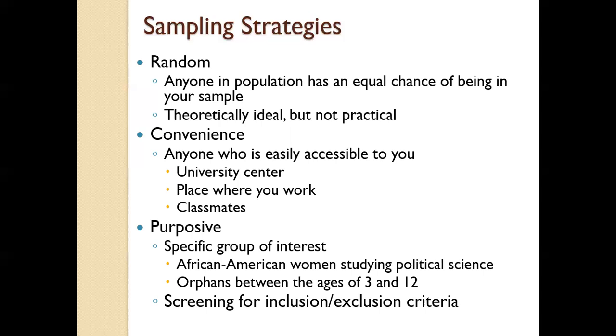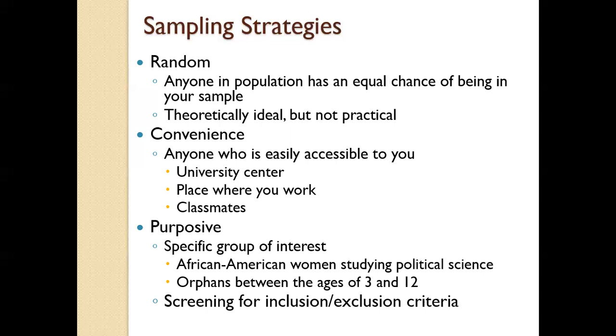An exclusion criteria is where you're ruling them out of your study because they have criteria that they should not have. So examples of this would be, I want a very specific group of people, such as African American women who were studying political science, or orphans between the ages of 3 and 12. These have very specific inclusion criteria.